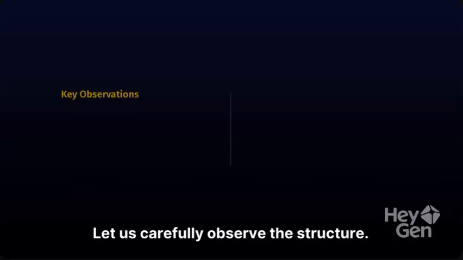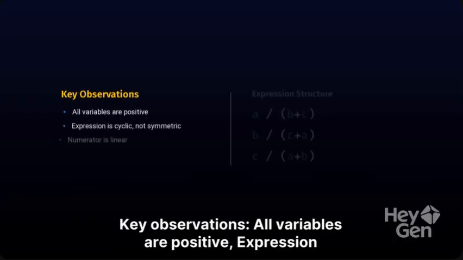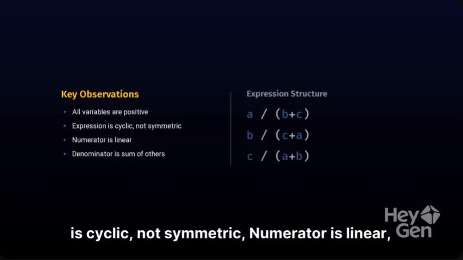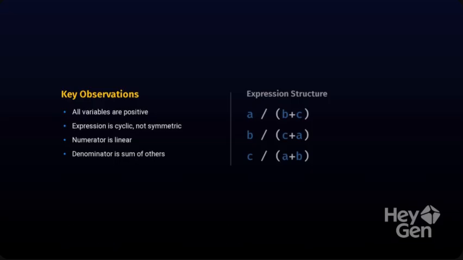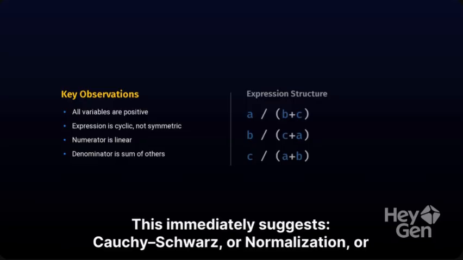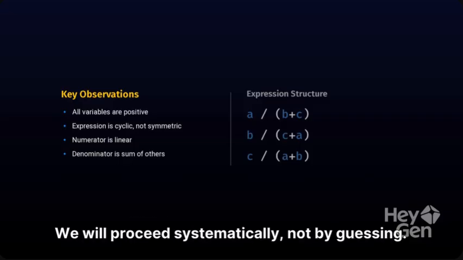Let us carefully observe the structure. Key observations: all variables are positive. The expression is cyclic, not symmetric. The numerator is linear, and the denominator is the sum of the other two variables. This immediately suggests Cauchy-Schwarz, or normalization, or known inequality bounds. We will proceed systematically, not by guessing.